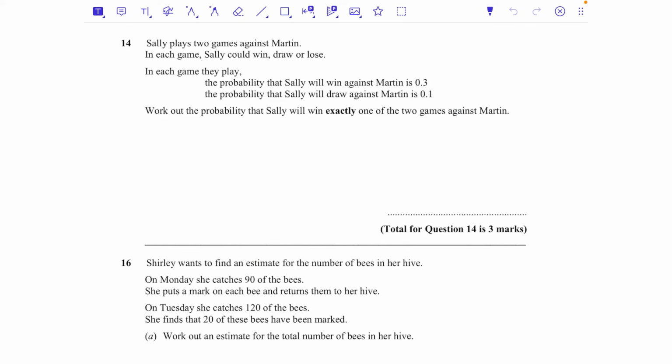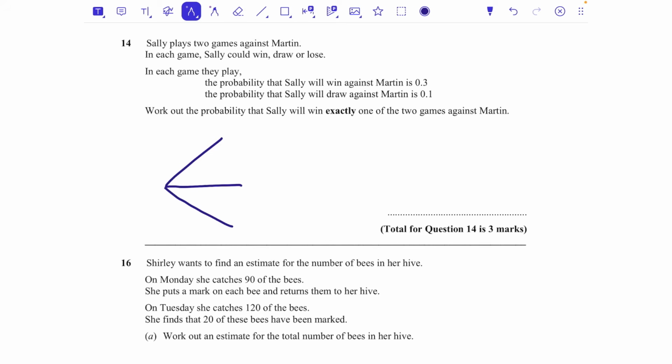Question number 14. Sally plays 2 games against Martin. In each game, Sally could win, draw or lose. In each game they play, the probability that Sally will win is 0.3. The probability that Sally will draw is 0.1. Work out the probability that Sally will win exactly one of the 2 games against Martin. So this is a tree diagram question. You do not need to draw the tree diagram, but many of you will find it helpful.